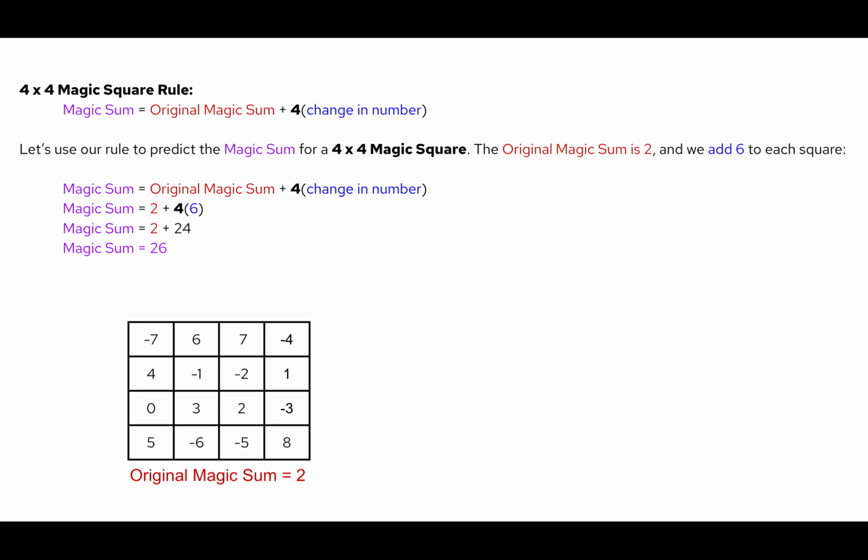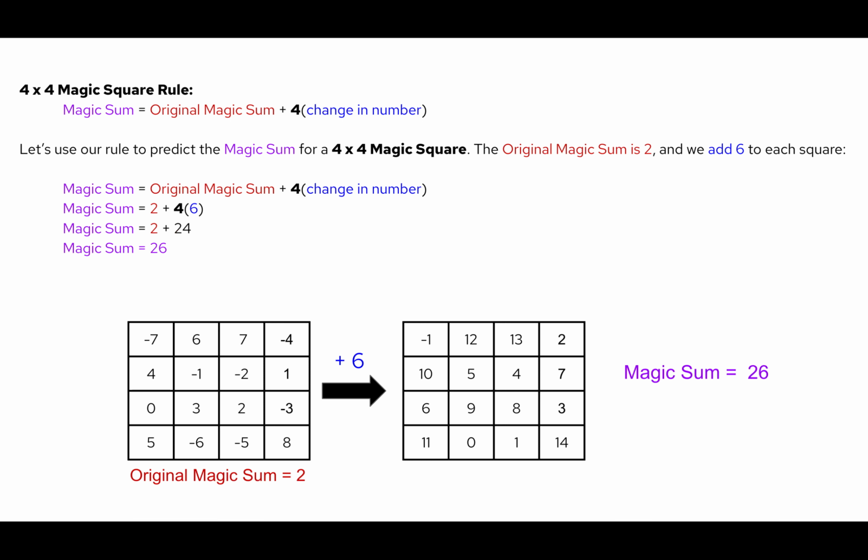Let's check it out. Here's my magic square with the original magic sum of 2. I'm going to add 6, and here's what it looks like. So the magic sum should be 26. And again, we can check that out by adding. If we did 11 plus 0 plus 1 plus 14, that's 26. We could look at a diagonal. -1 plus 5 plus 8 plus 14 is 26. And 2 plus 7 plus 3 plus 14 is also 26.